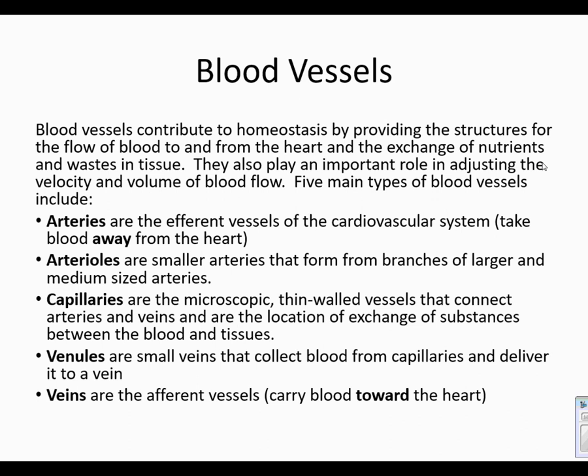Well, our blood vessels, as we've talked about, are a component of our cardiovascular system, along with our heart and our blood, two other lectures we've already talked about now. Our heart and our blood vessels provide avenues for the flow of blood. And we don't just pump blood because it's fun to do. We pump blood for the exchange of nutrients and to remove wastes.